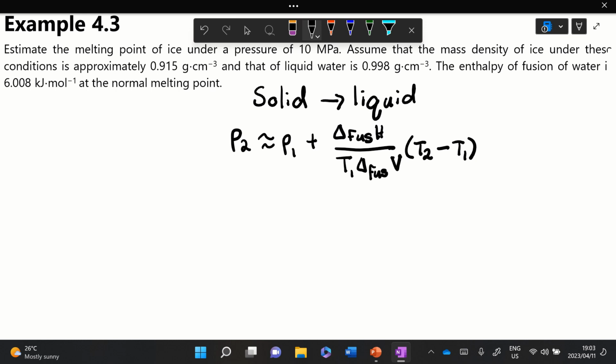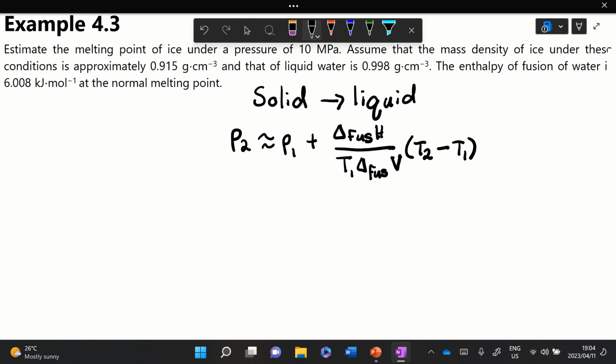And of course, it says estimate the melting point of ice under a pressure of this pressure. So we're given a pressure, and then we're given the mass density of the liquid and the solid under those conditions, and we're also given the enthalpy of fusion at the normal melting point. So we can always use the normal melting point, or the normal boiling point for that matter, in the Clausius-Clapeyron equation as the other set of conditions. So we essentially have everything that we require.